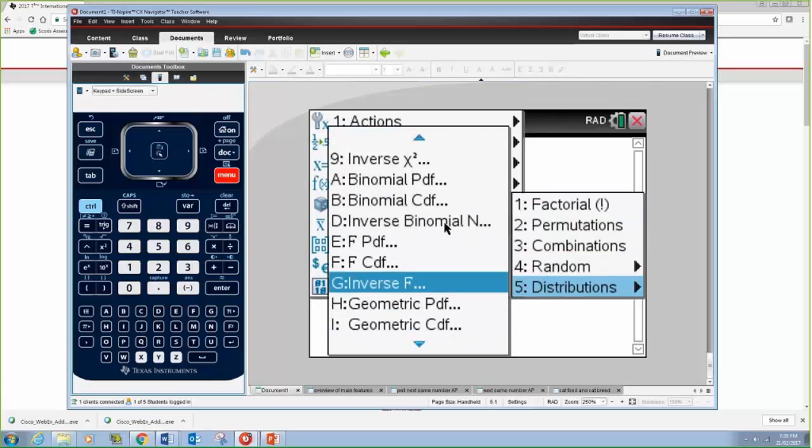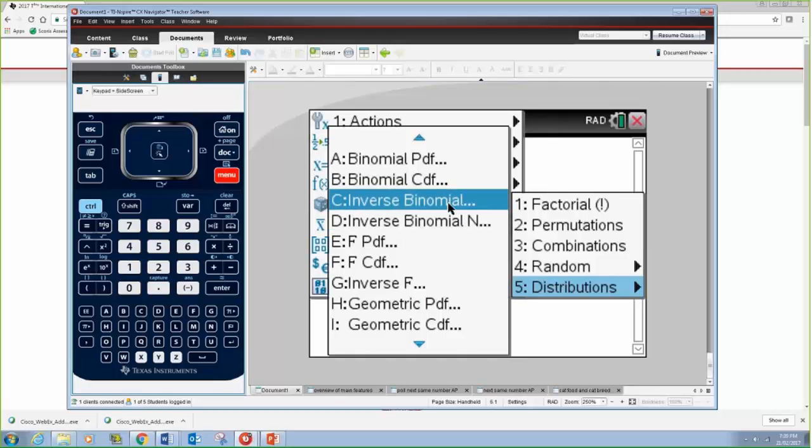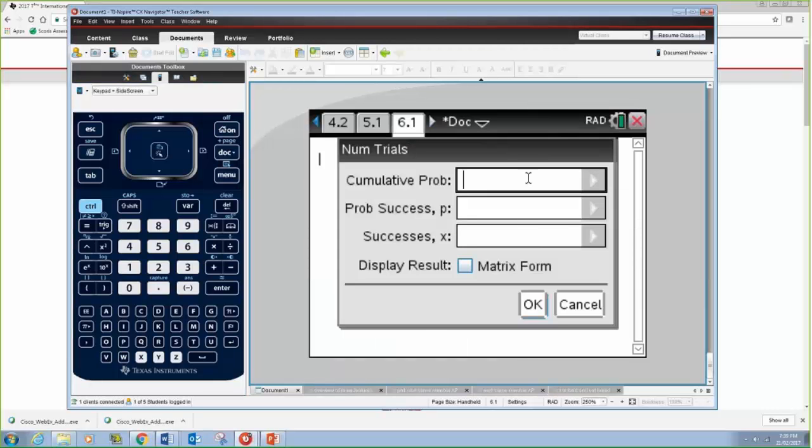So if we scroll, we see that there are two things appearing. We have inverse binomial. We use this one if we want to find x values given probabilities, and inverse binomial n, that's the one where we want to find the number of trials. So if I choose inverse binomial n, it is asking me for the cumulative probability, which we said in our equation we always go from the left, so we would need to say it's 0.01.